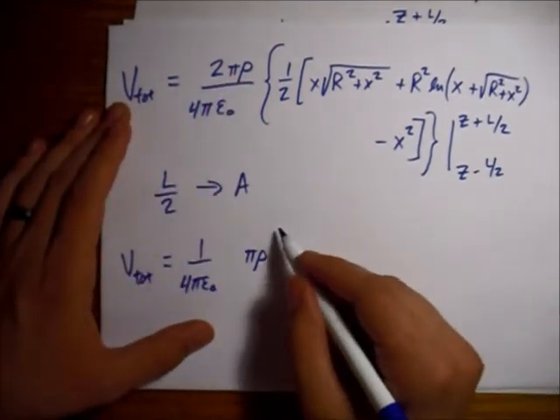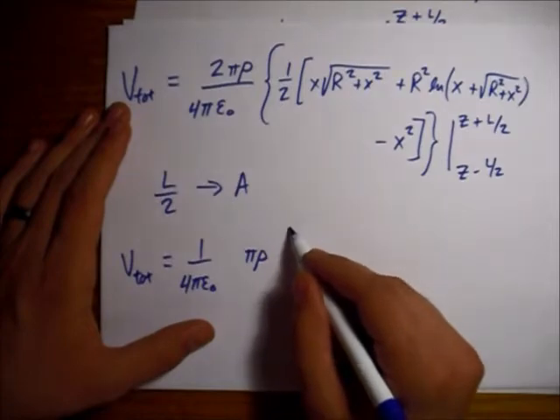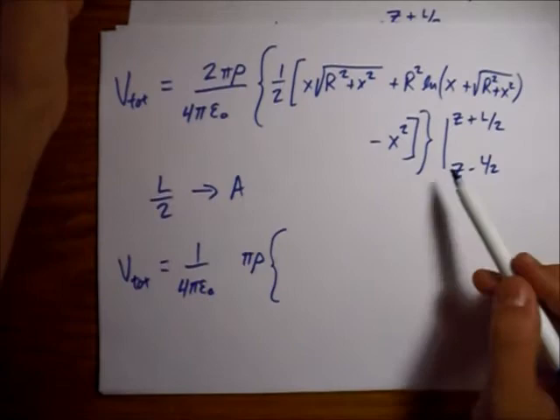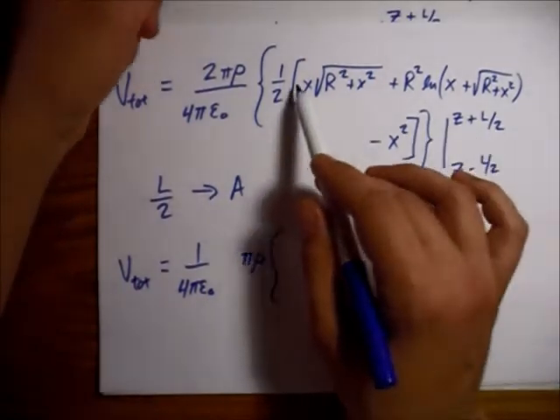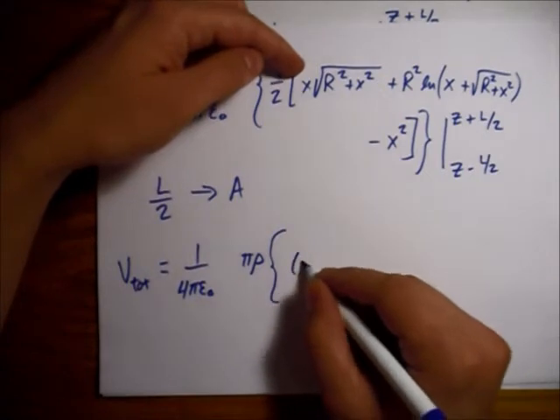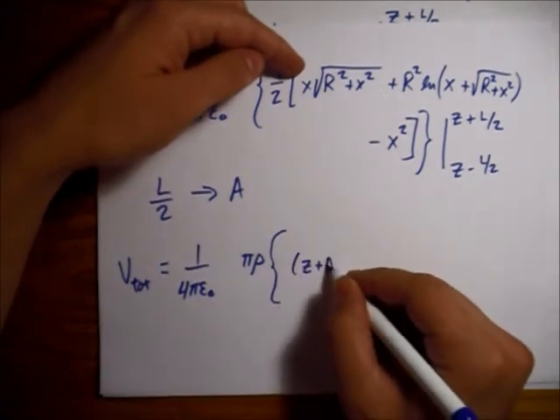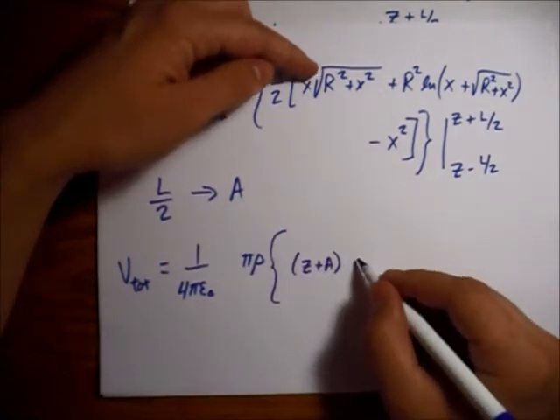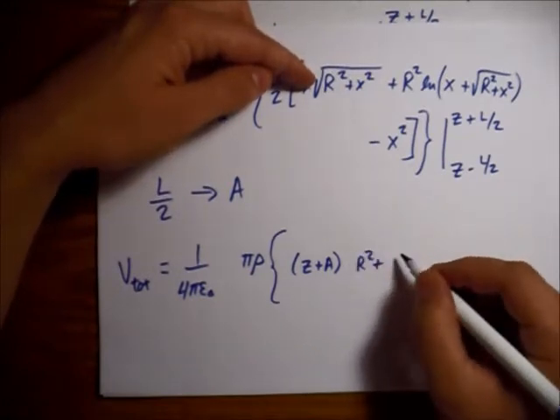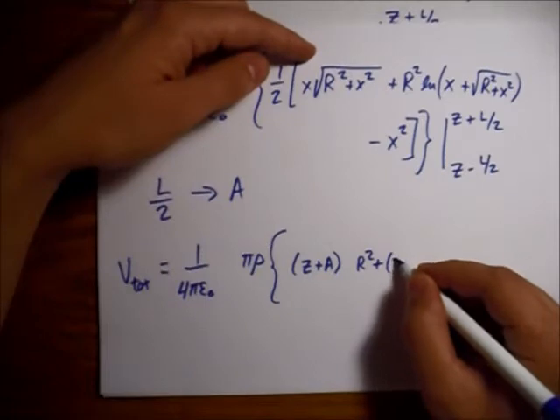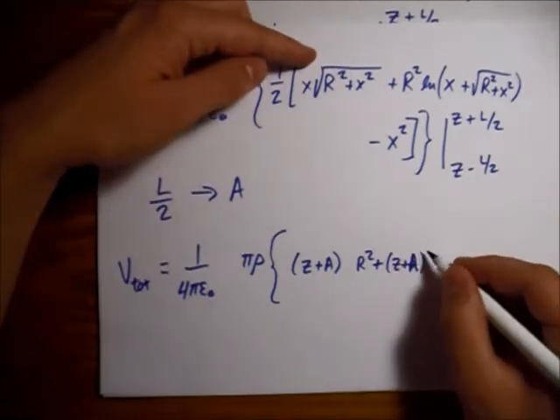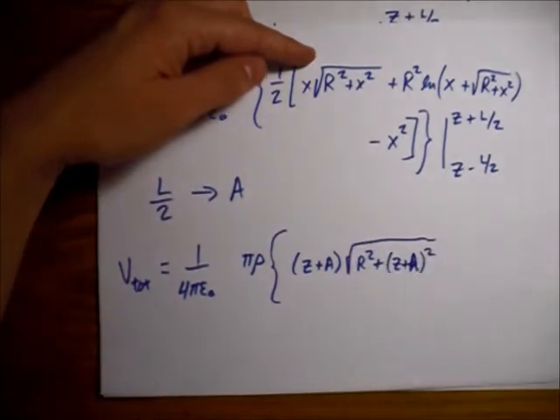Now here we go. Nice messy algebra. What am I even substituting? I'm substituting this in for x. So we have a z plus A, and then we have an r squared plus z plus A, this is a big A, squared, all under the square root.